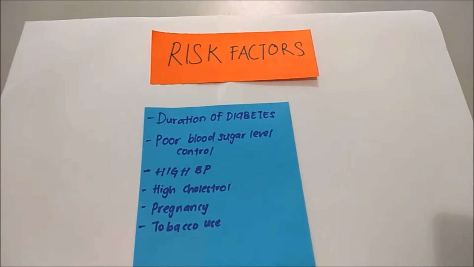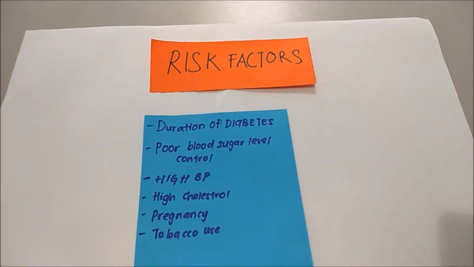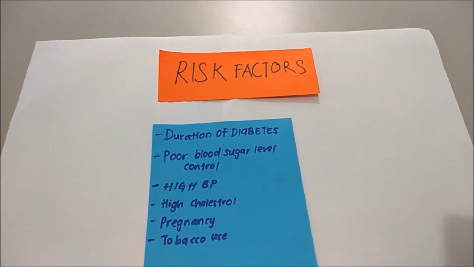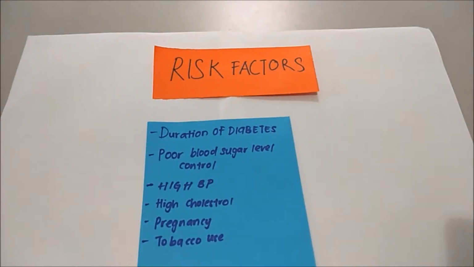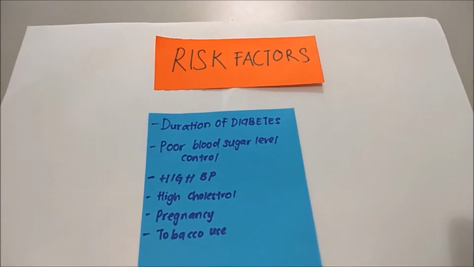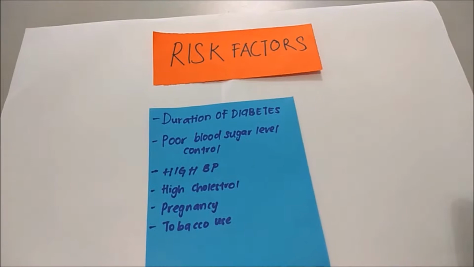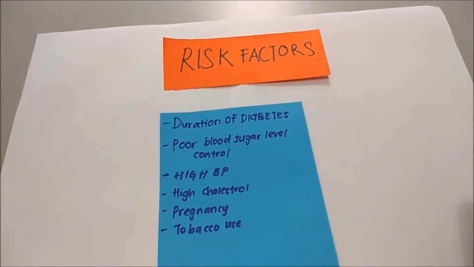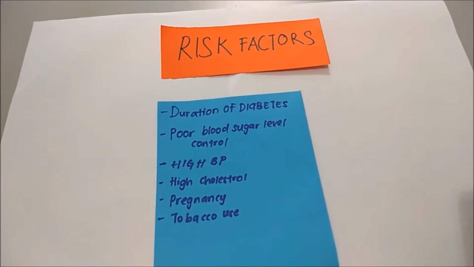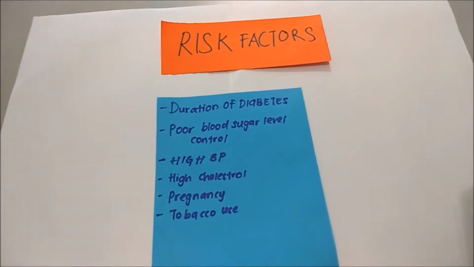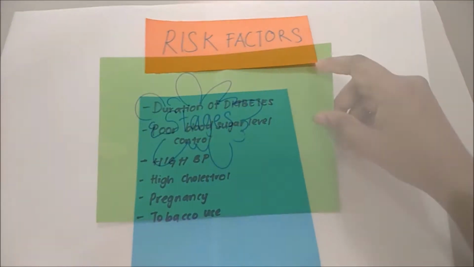Third is high BP. High blood pressure also has high chances to get diabetic retinopathy, followed by high cholesterol. And even pregnant women who develop or have diabetes during pregnancy may have rapid onset or worsening of diabetic retinopathy. Even tobacco use also has high chances.